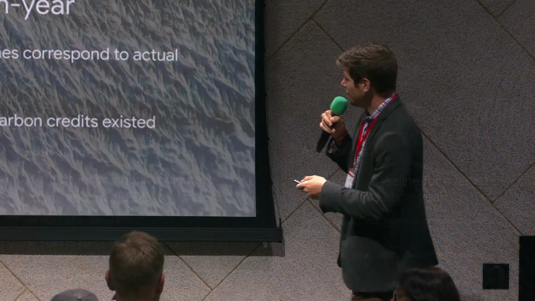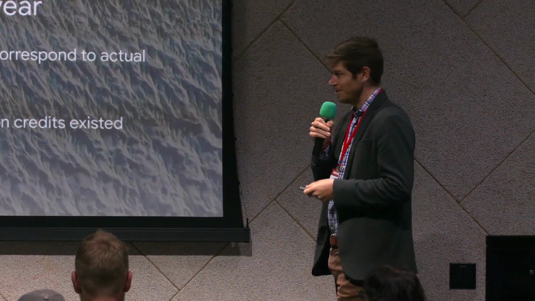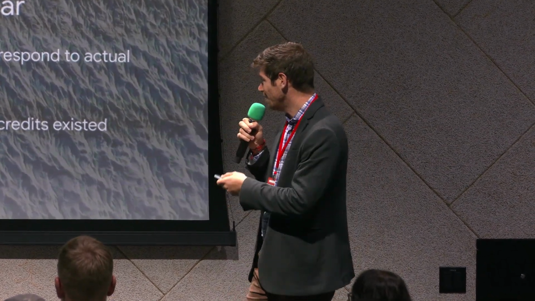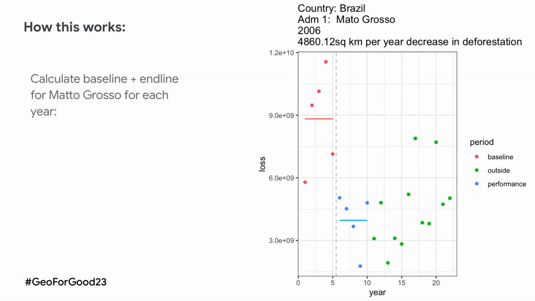And then we can calculate baselines for every eligible jurisdiction year, depends on the protocol. But if you are wide open to jurisdictions, we have about 1 million. And we can see how well the protocol baselines correspond to actual emissions. Okay, so this is how this works. We'll calculate the baseline and end line for Mato Grosso for each year. So these are years in which there were not jurisdictional REDD carbon credits.